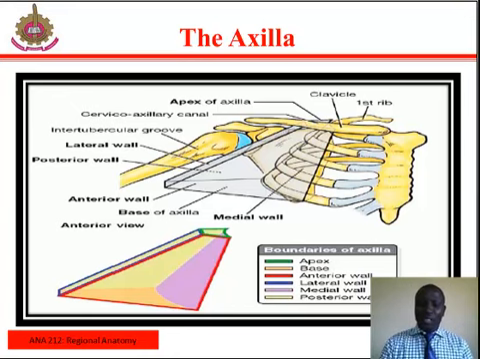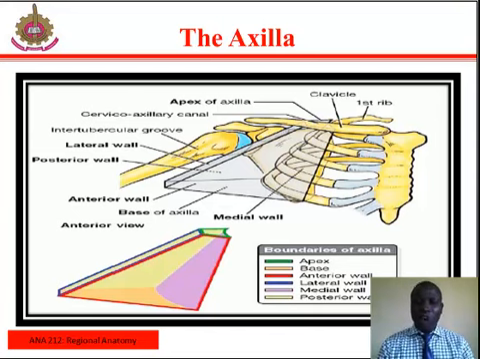The arteries, veins, lymphatics, and nerves traverse this superior opening to pass to and from the arm. The base of the axilla is formed by the concave skin, subcutaneous tissue, and axillary fascia extending from the arm to the thoracic wall, forming the axillary fossa, that is, the armpit.